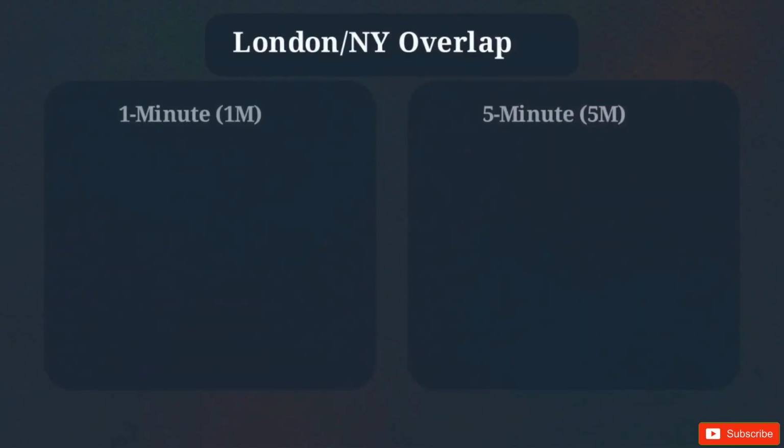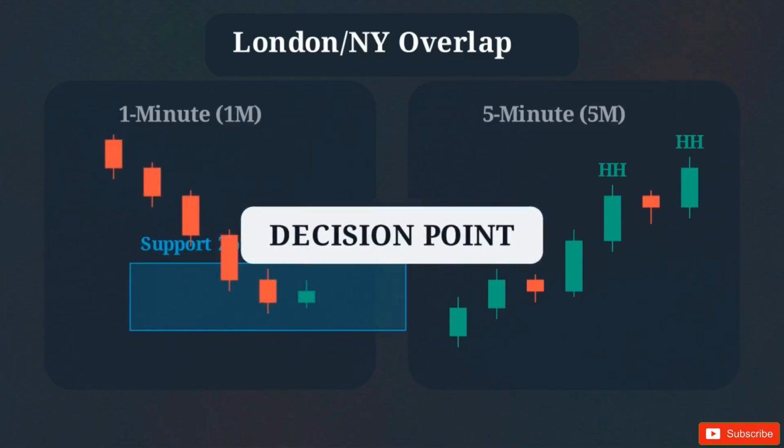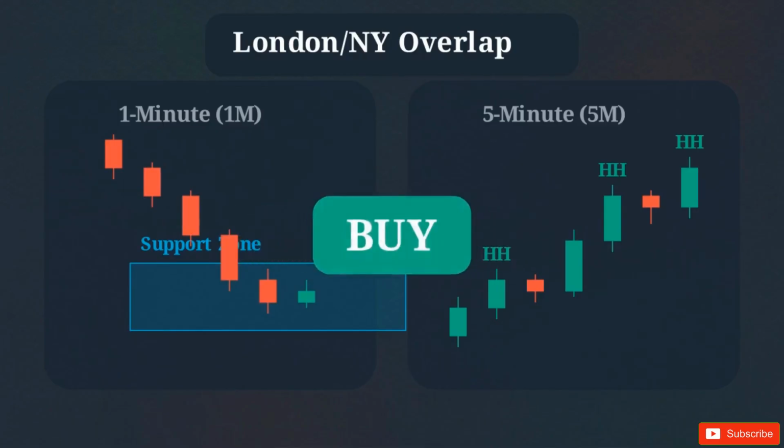Look at this dual chart layout. We are in the London-New York overlap. The 5-minute chart shows higher highs, and the 1-minute chart has dipped into a support zone. Do you buy, sell, or wait? The answer is buy. The 5-minute time frame confirms the broader bullish trend. The 1-minute chart provides an optimized entry price, and the session overlap guarantees the volume to move the market.